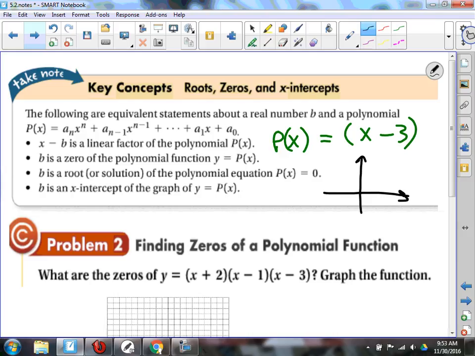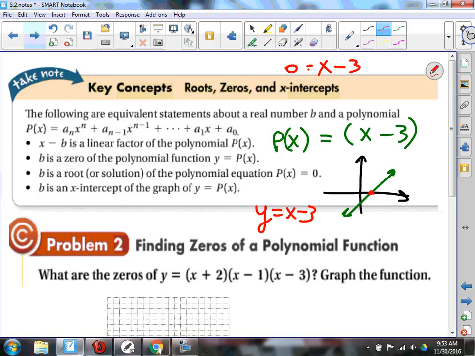If we graph that, that would just be a line that looks like this. But remember, where the graph goes to the x-axis, that's the solution. If we had the equation x minus 3 equals 0, the solution would be 3. If we graphed y equals x minus 3, the graph's x-intercept would be 3.